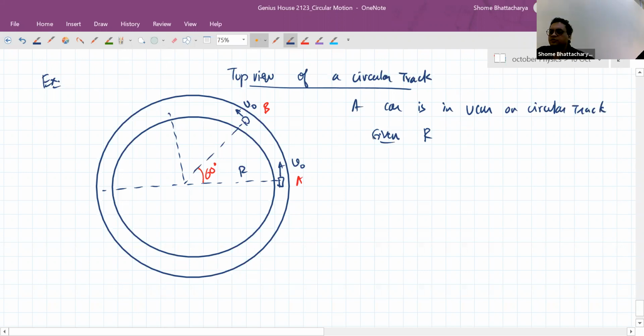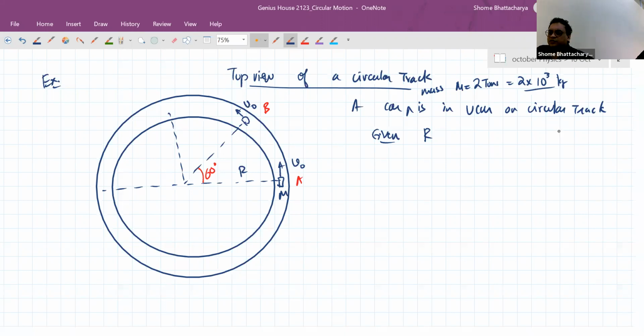Okay, so the mass of the car, how much should the mass of a car be? Maybe 2 tons. Okay, that's how much? 2 into 10 raised to power 3 kgs. 100 kgs is a quintal, is that correct? And 10 quintals are a ton. Okay, so this is the mass of the car.